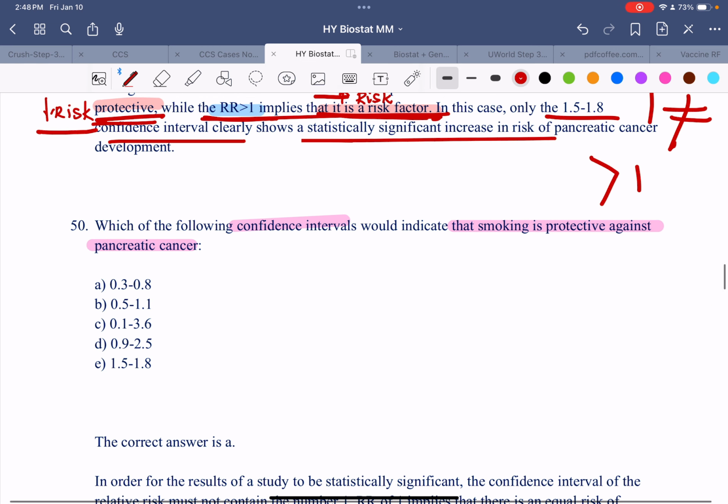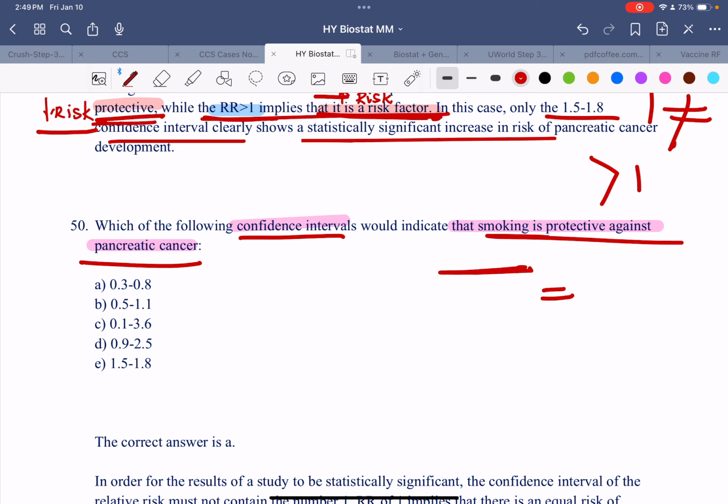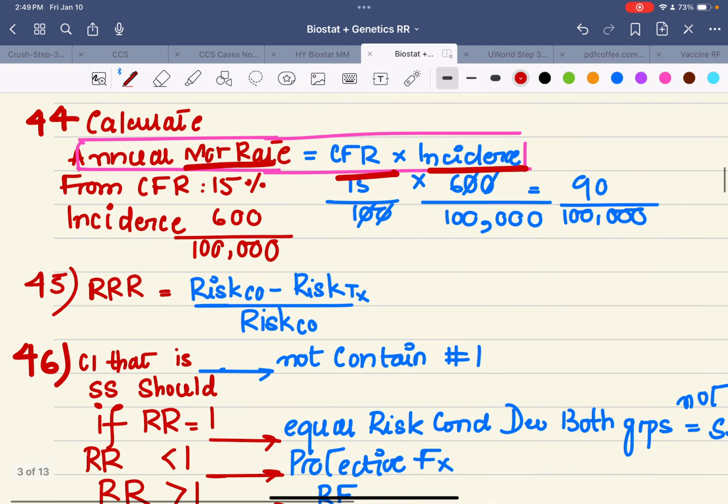And the other question is also related to it. Which of the confidence intervals is going to tell us that smoking is protective? Again, the range should not have the value of 1 and it should be less than 1, right? So the only range that doesn't have the value of 1 and is less than 1, as we discussed, is A, 0.3 to 0.8, which tells us that smoking is actually protective against pancreatic cancer.